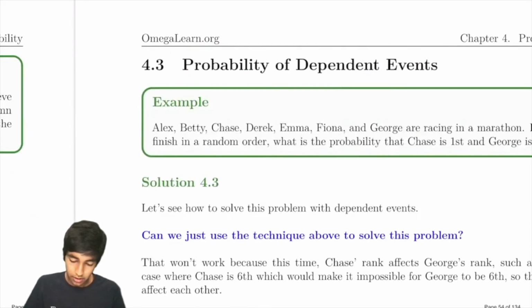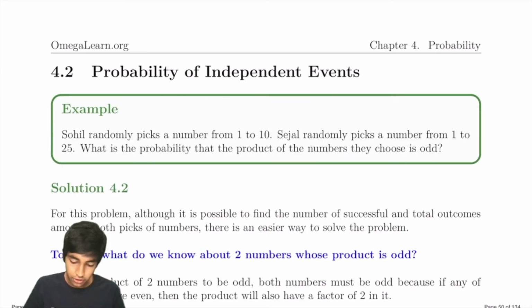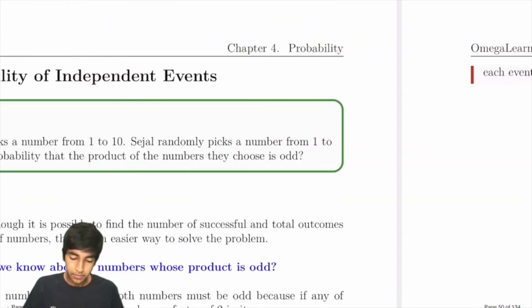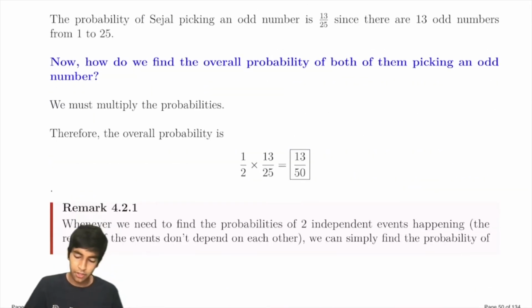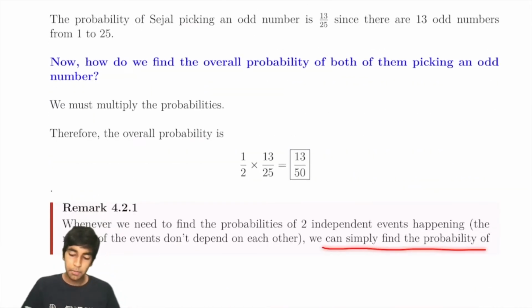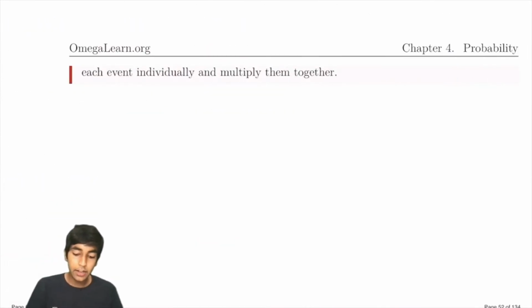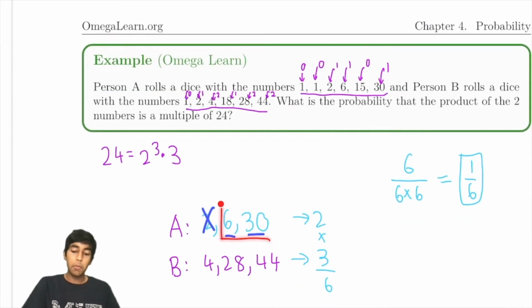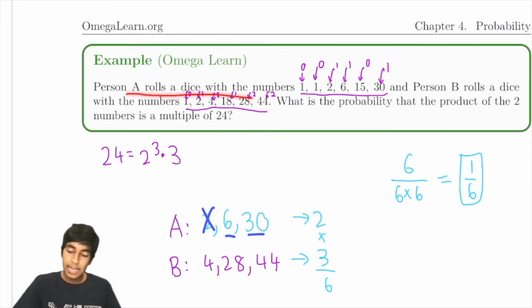Let's come back to this. And so that was essentially the probability of independent events, because the events were independent of each other. So to find it, we just simply find the probability of each event individually happening. So the probability of A having a multiple of 2 and B having a multiple of 4, and of course A also having a multiple of 3, essentially. This was independent events because dice A and dice B were independent of each other.